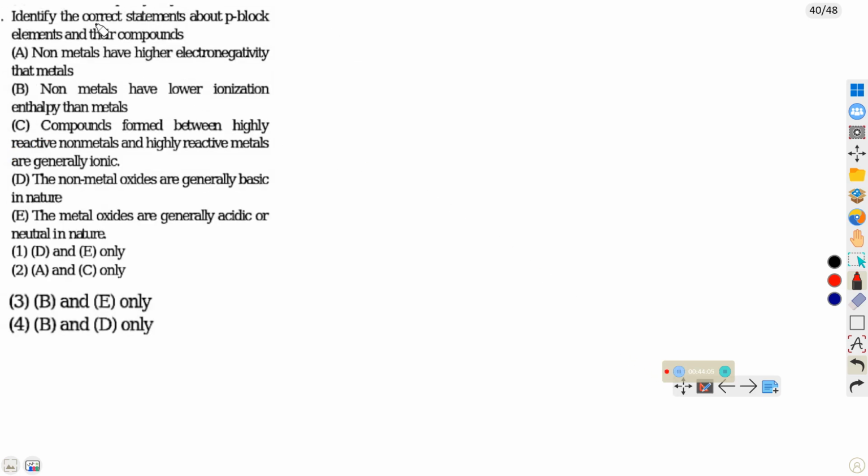Identify the correct statements about p block elements and their compounds. Non-metals have higher electronegativity than metals. Correct statement. Non-metals have lower ionization enthalpy than metals. Wrong. Compounds formed between highly reactive nonmetals and highly reactive metals are generally ionic. Correct. The non-metal oxides are generally basic. Wrong. The non-metal oxides are generally acidic or neutral in nature. Wrong. Second option, correct option.